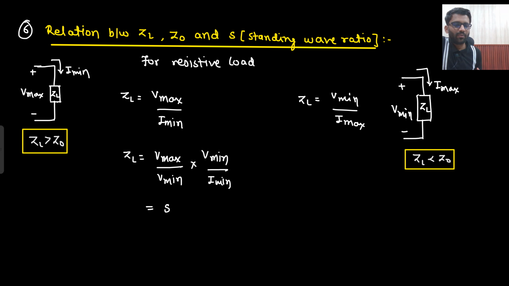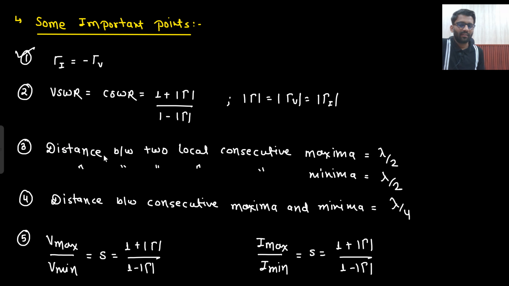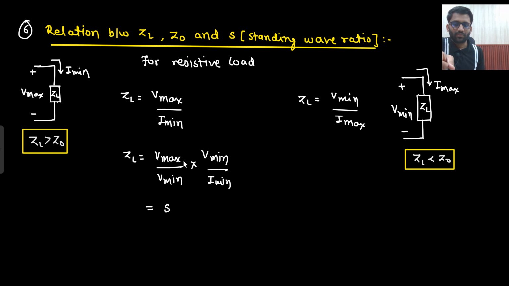You can say VSWR or CSWR. Basically, I am writing S as standing wave ratio, voltage standing wave ratio or current standing wave ratio. Both are the same only, and I am writing that as S. So V max by V min is equal to S. What will be V min by I min? What do you think? Characteristic impedance, the ratio of forward voltage divided by forward current.